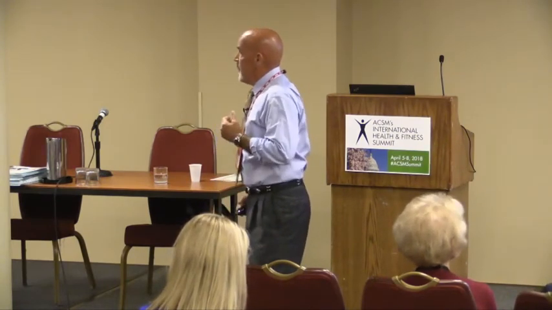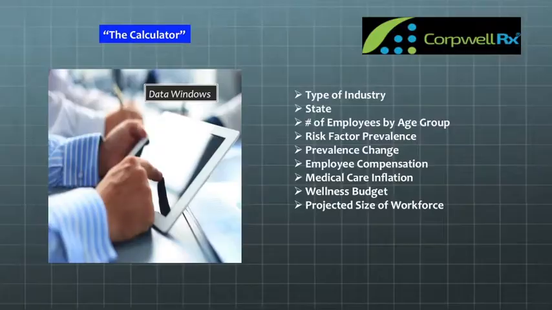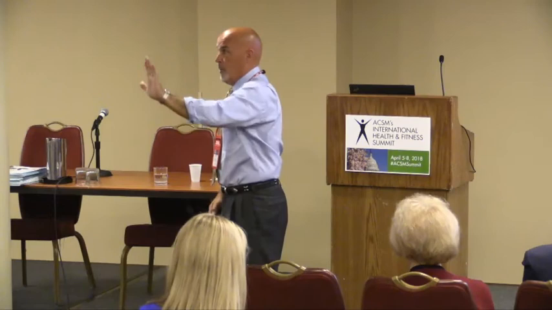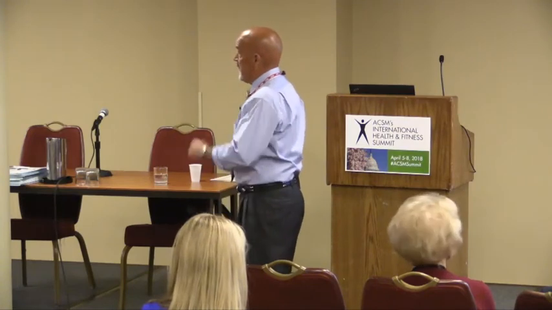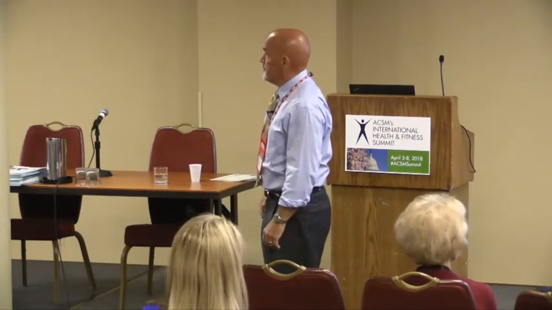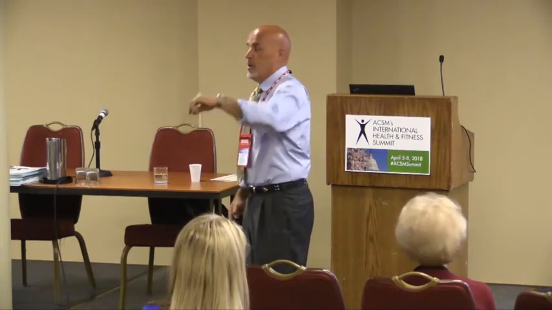So when it's all said and done, what basically is Corporal Rx? It's an online tool, an online calculator, a template on your screen that you can access by any personal smartphone or computer, desktop, laptop, whatever. As long as you can get online, you can access and utilize it on the screen. It has data windows where you're asked to specify the type of industry. Okay, that's real important. The state location, number of employees by age group, risk factor prevalence change. In other words, in the last year, what kind of change in prevalence did these people with hypertension have from last year to this year?